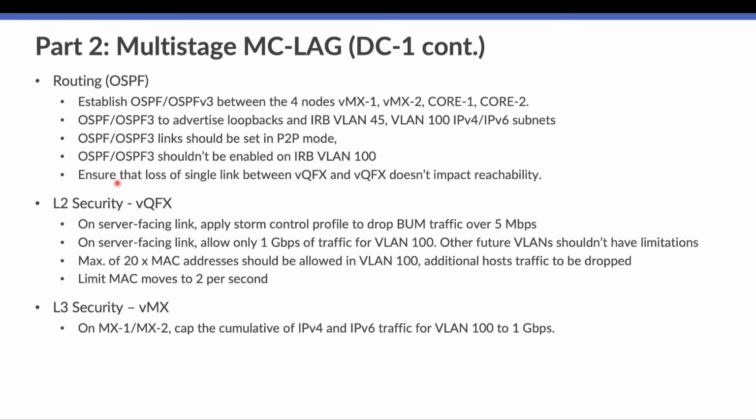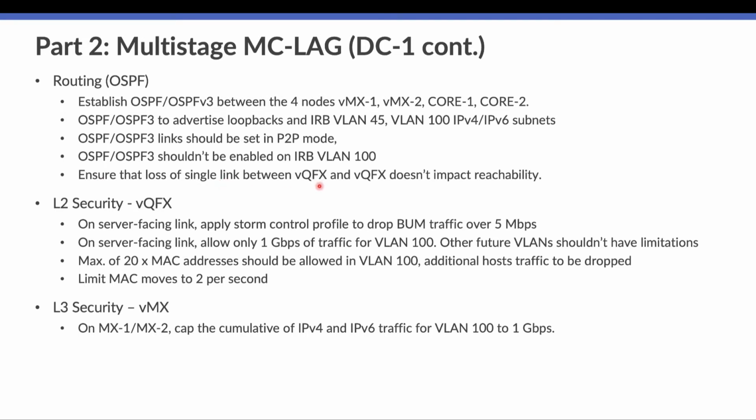Then there is a requirement to ensure that the loss of the link between virtual QFX1 and virtual QFX2 doesn't impact reachability. Actually, this third requirement is not so clear for me. I have reviewed the answer in the JNCIE data center self-study bundle, and there is no special configuration to achieve such a requirement, and I'll try while doing the configuration to clarify what happens if we lose the link between QFX1 and QFX2.